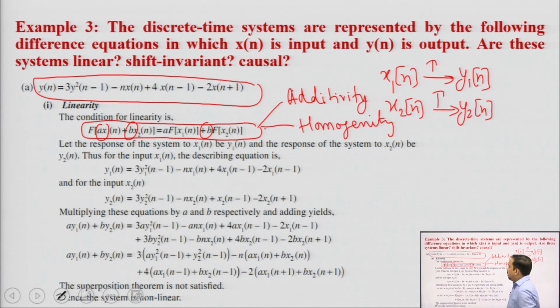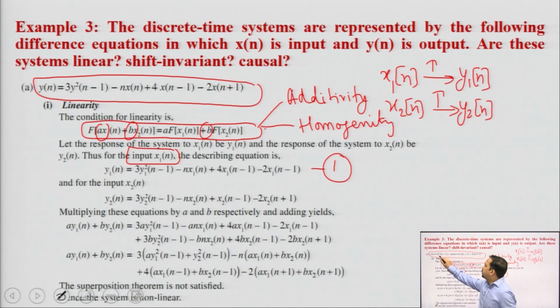So, let us see both the cases when we are applying x1(n) as input, and y1 and x2(n) as the input. In the first equation, when we are considering x1(n) as the input, we get y1(n) plus 3 times y1 square (n minus 1) minus n x1(n) plus 4 x1(n minus 1) minus 2 x1(n plus 1). Here it is n plus 1. So, this is the first equation.